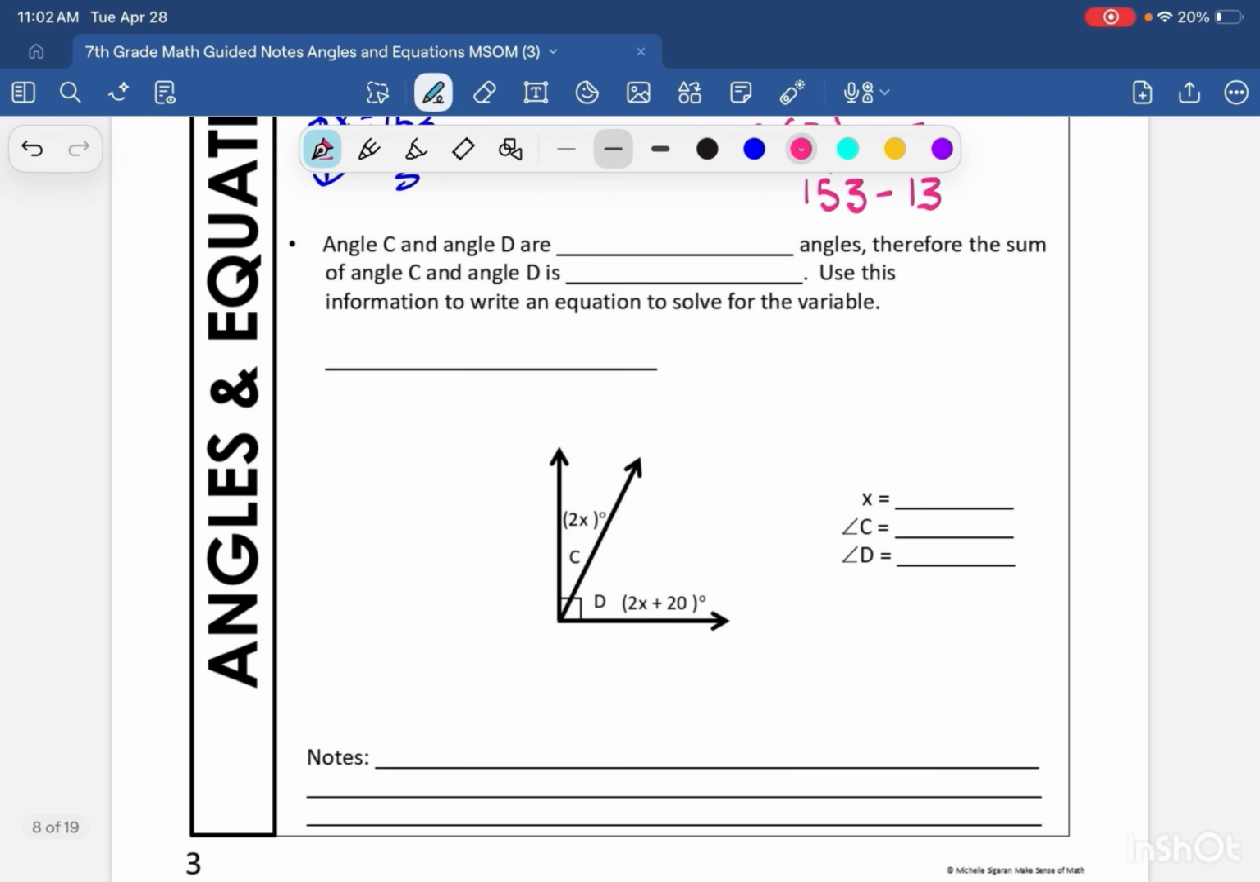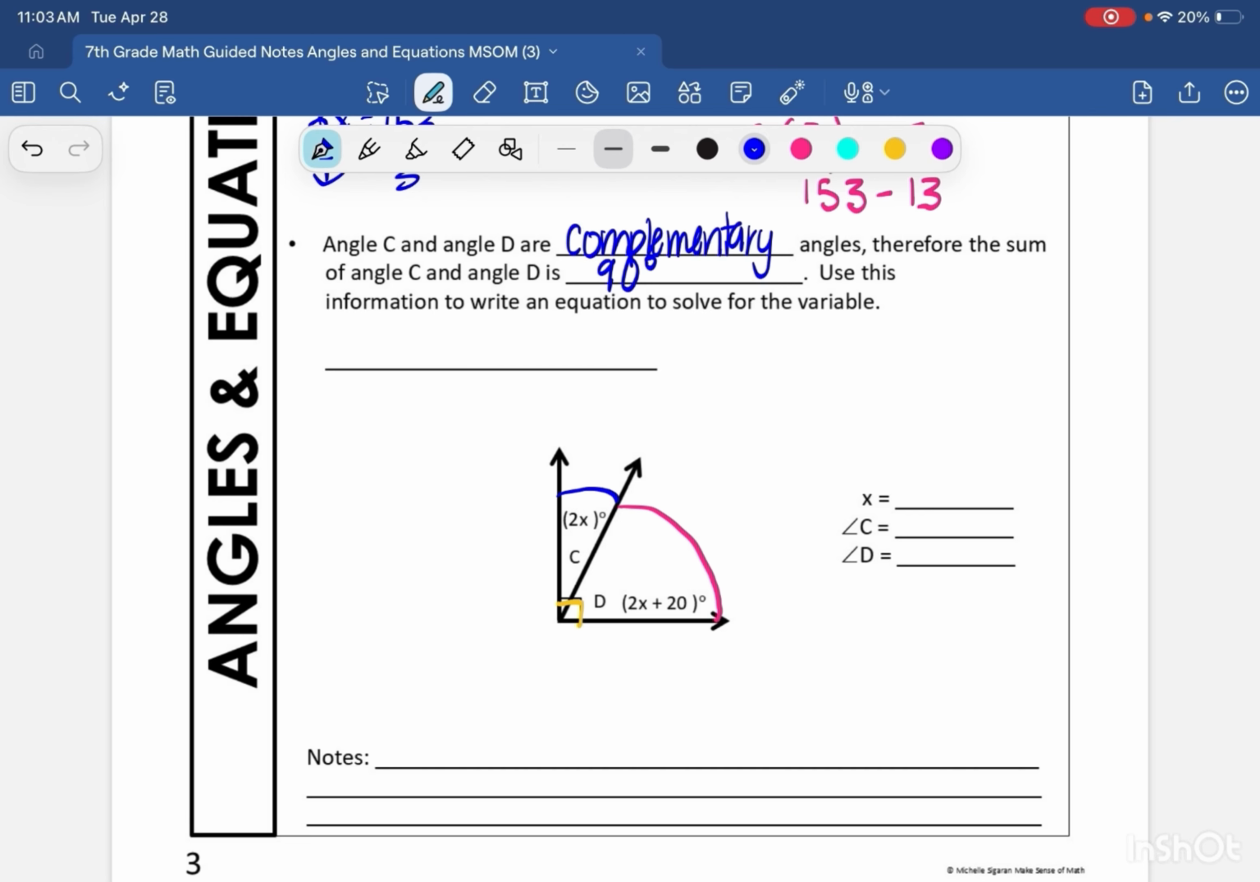Let's look at the next one. Angle C and angle D. So I am looking at angle C right here, which is 2x, and angle D right here, which is 2x plus 20. And I notice that they form a right angle, which means they are complementary because they form 90 degrees. So angle C and angle D are complementary angles. Therefore, the sum of angle C and angle D is 90 degrees. Use this information to write an equation to solve for the variable.